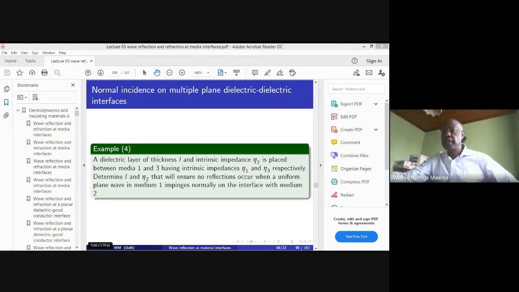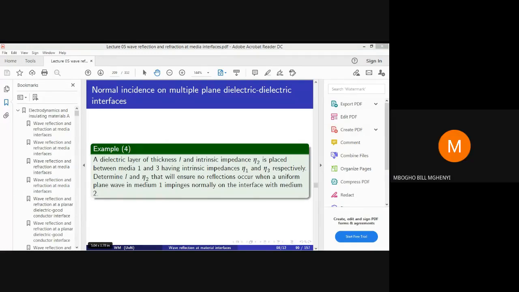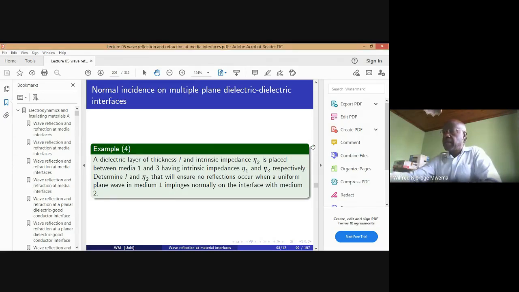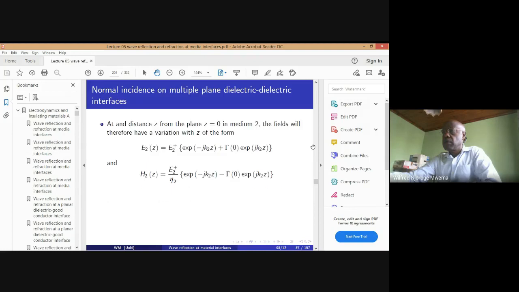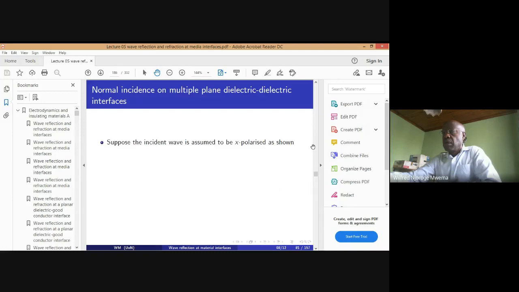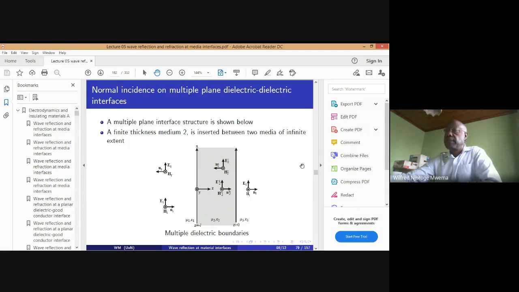Excuse me, sir. Yes, sir. Now that there are two waves in medium two, when we're balancing the equations with those of medium one, do we need to change the direction of the wave that was reflected from medium three? Do I get it? You see, let me show that again. In that diagram, yeah. So what I'm saying is this.